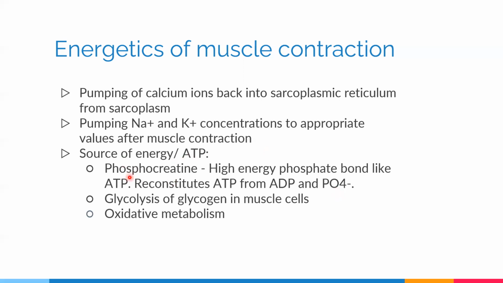phosphate. But once this storehouse of phosphocreatinine is over, the muscle also has other ways to create ATP, which includes glycolysis of glycogen to produce ATP, as well as the oxidative metabolism via the mitochondria in order to form ATP.